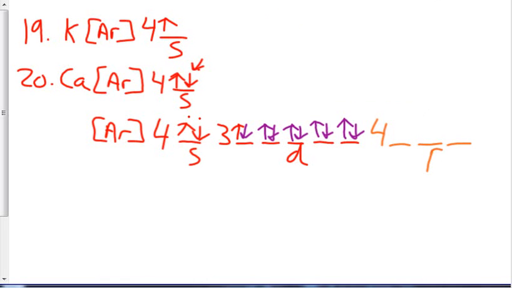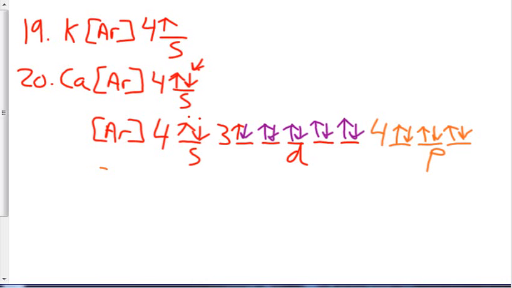I'm in P block. Right after zinc is gallium, up arrow. Right after gallium is atomic number 32, germanium, up arrow. Right after germanium is arsenic, up arrow. Right after arsenic is selenium, down arrow. Right after selenium, atomic number 35, bromine, down arrow. And finally, we get to our noble gas, krypton, and it also has a down arrow as well.